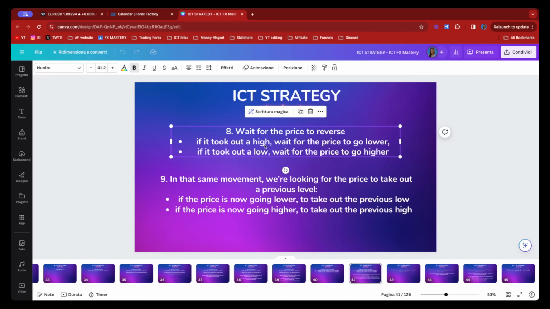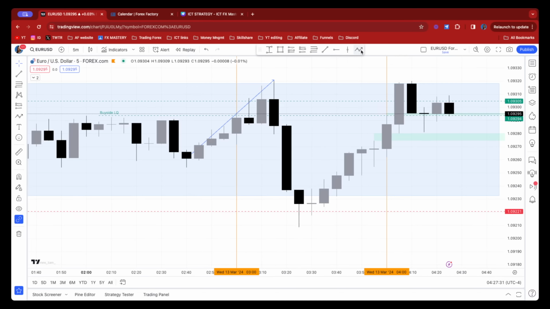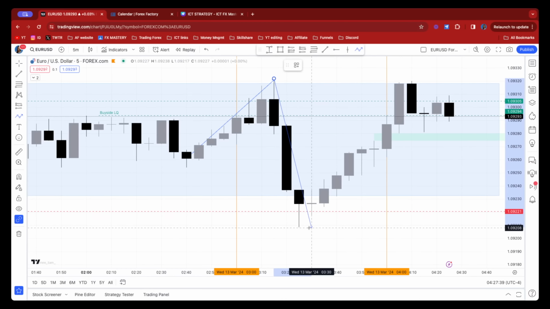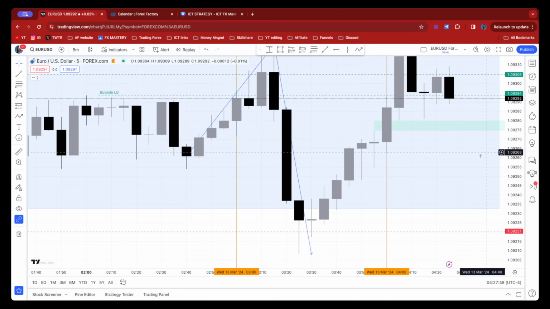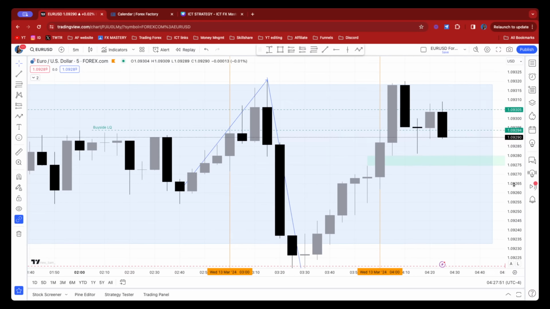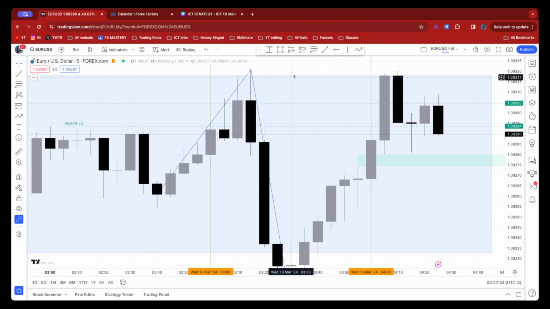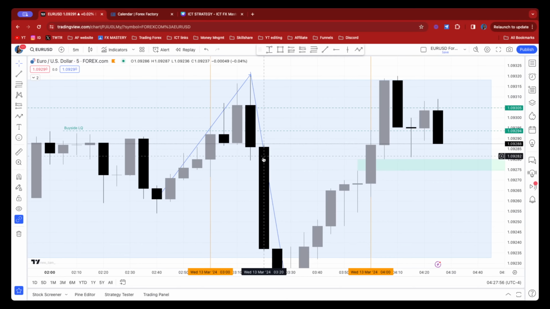If it took a high, which it did because it took out a buy side liquidity level, we are waiting for the price to go lower, which the price did. The price started going lower. Let me mark it here for you. And the price started going lower with this movement. Inside this movement, let me make it a little bit bigger and let's focus on this here. So the price starts going lower. What do we want to see when the price starts going lower?